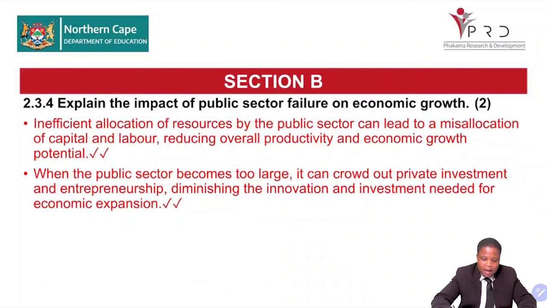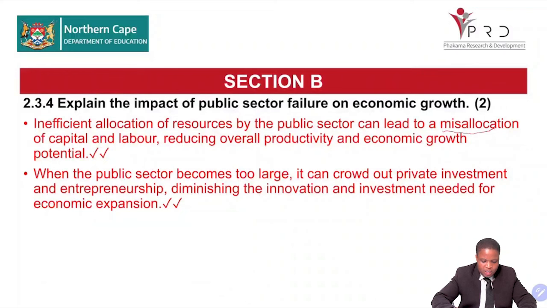So when a government is failing, then it means resources are going to be misallocated when it comes to capital and labor, and that will reduce the productivity and the economic growth will also decline. Or we can say when the public sector becomes too large, it can crowd out private investment and entrepreneurship, diminishing the innovation and investment needed for economic expansion. So if most businesses are owned by the government, that can do what? Can reduce the private investment, and that will reduce what? The economic growth.